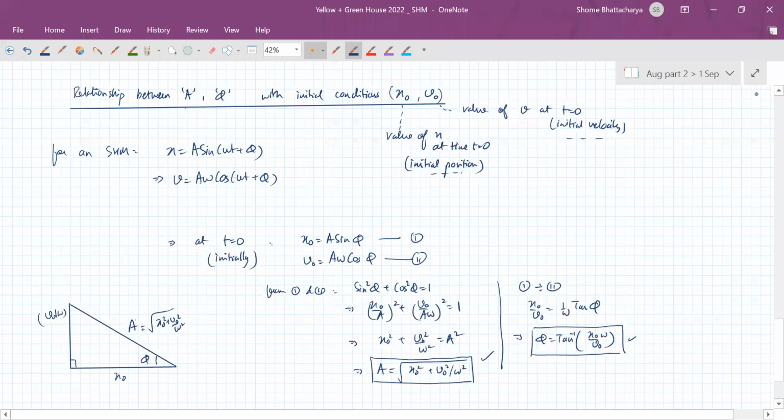Just make a note of this quickly, people. Then we'll see applications of this. This is very important. And from that point, we can move on to the second part of SHM, which is the dynamics part.